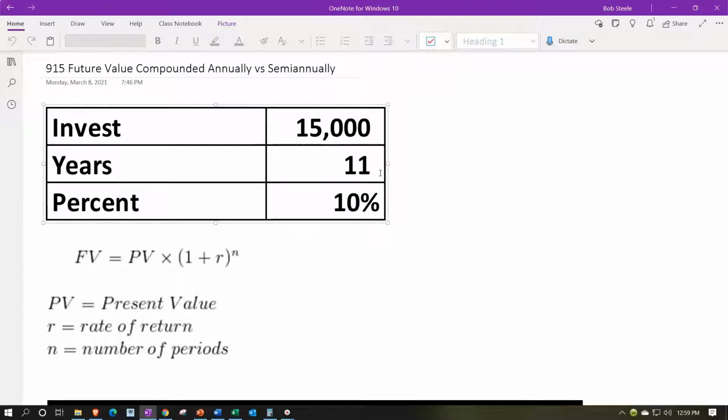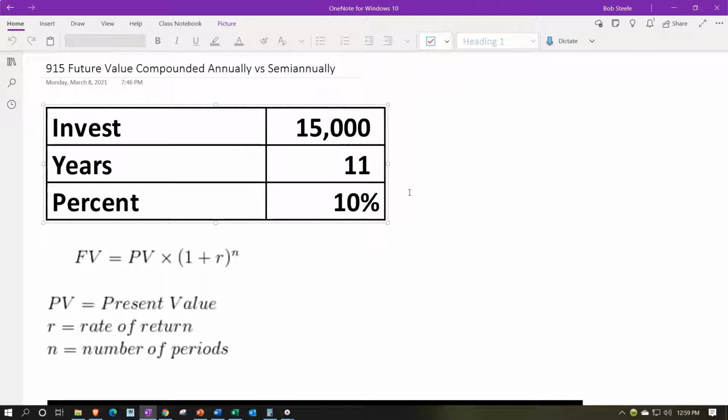So we're going to invest 15,000 for 11 years. The percent is going to be 10%. So we're imagining we're investing 15,000 now. What is it going to be in future value terms after the period of 11 years? This time we are compounding annually like we have seen in the past, using the 10% item.